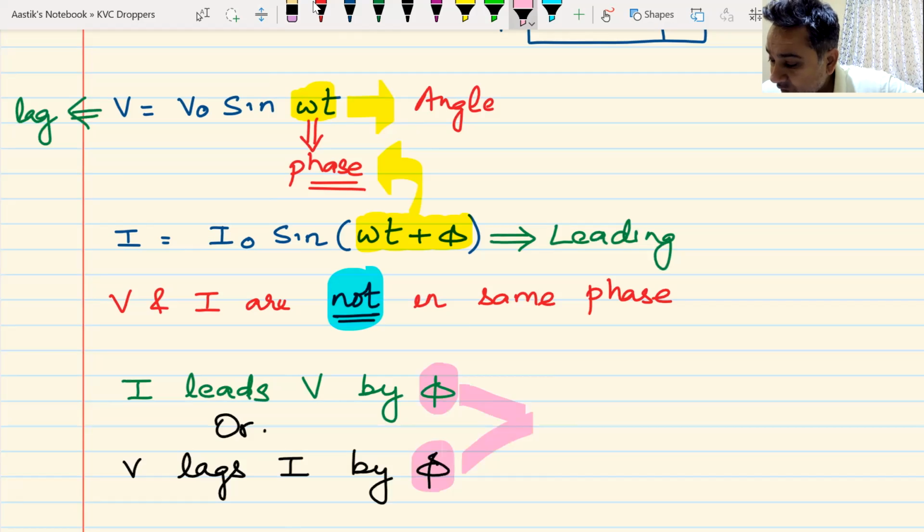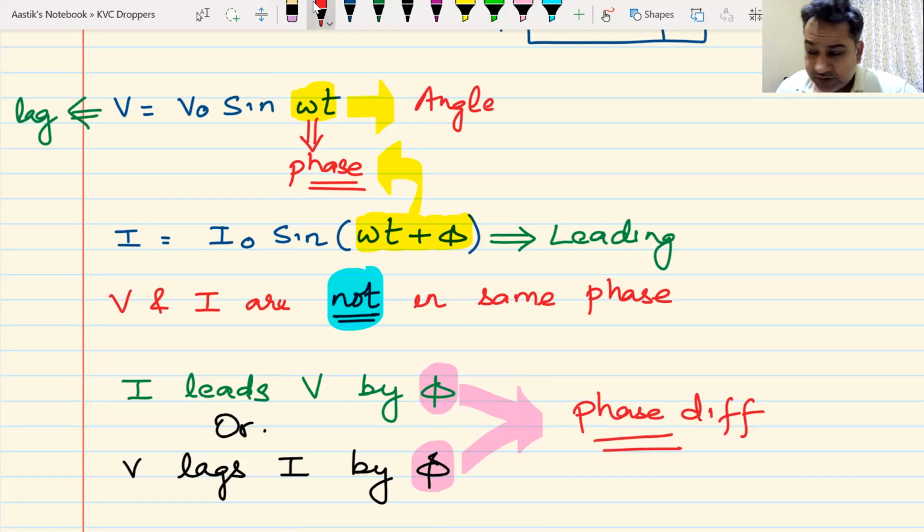This phi, by which they lead or lag, is known as the phase difference. Yes, that was the entire thing that we wanted to understand. Phase difference: who is leading, who is lagging? I hope everyone is clear with this.